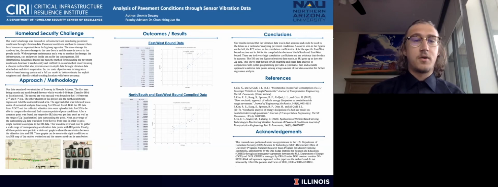We are working on the analysis of pavement conditions through sensor vibration data. Our challenge was focused on infrastructure and monitoring pavement conditions through vibration data. Pavement conditions and how to measure them have become an important focus for highway agencies. In the past, pavement conditions have been monitored through IRI, which stands for International Roughness Index.